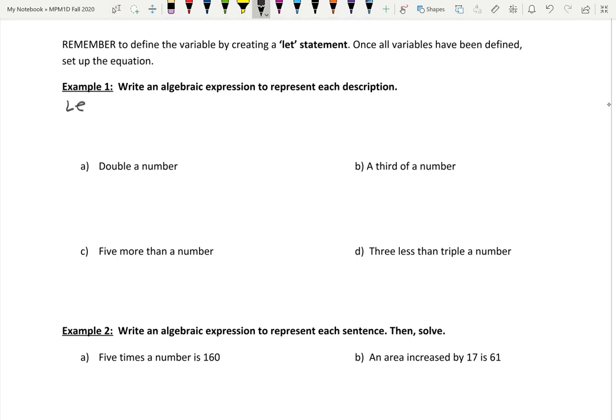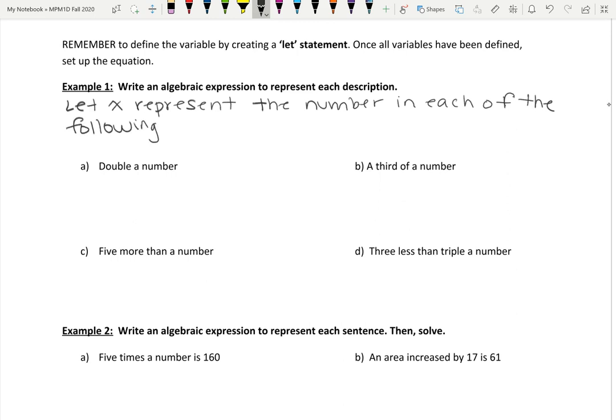So I'm going to let x represent the number in each of the following examples. A, double a number. So remember we're letting x represent our number. So double it would be 2x. Okay, and we understand that 2x means 2 times x.